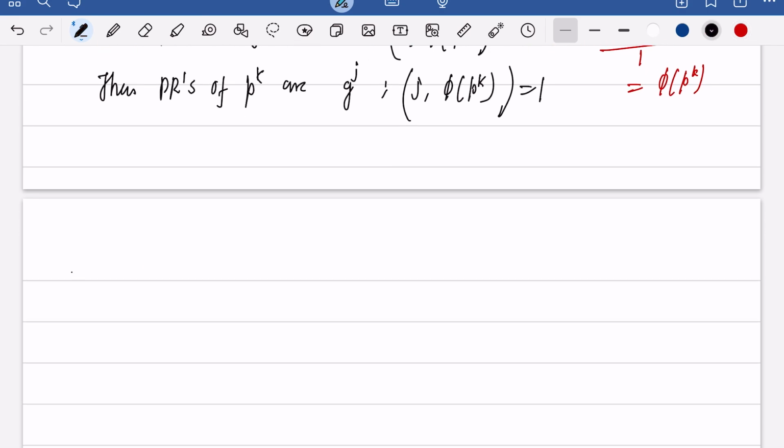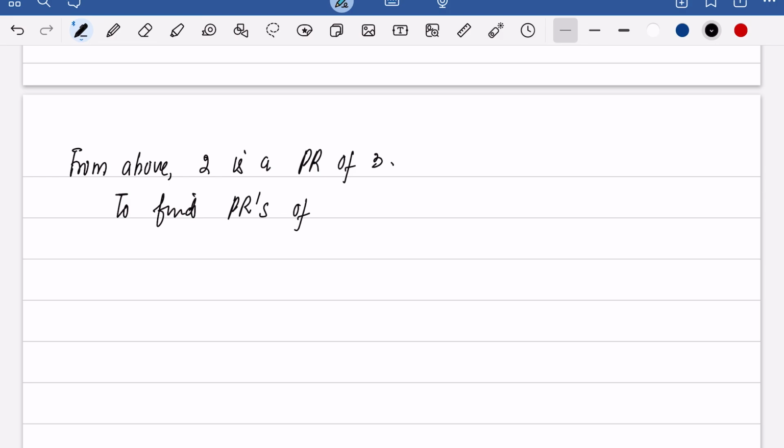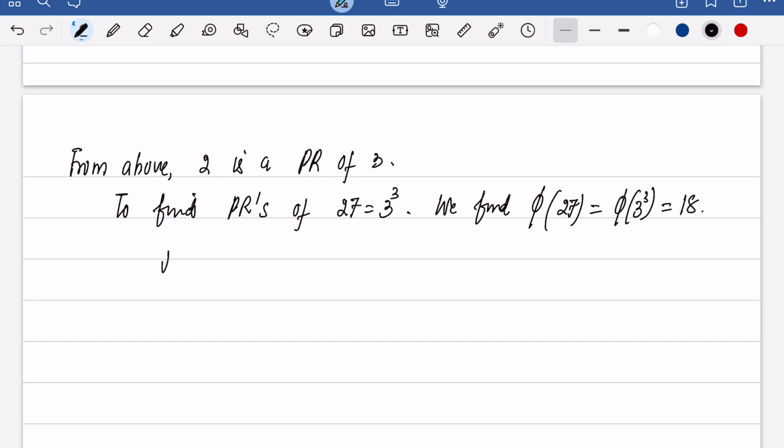Now using this, from above 2 is a primitive root of 3. Now to find the primitive roots of 27, which is equal to 3^3, we find phi of 27, which by definition is phi of 3^3. This is equal to 3^3 minus 3^2, that is 27 minus 9, which is equal to 18. Now j and 18 should be relatively prime. So this implies j is equal to 1, 5, 7, 11, 13, and 17.